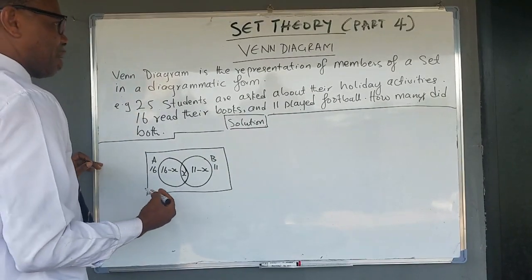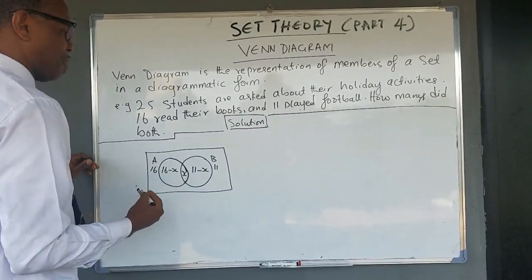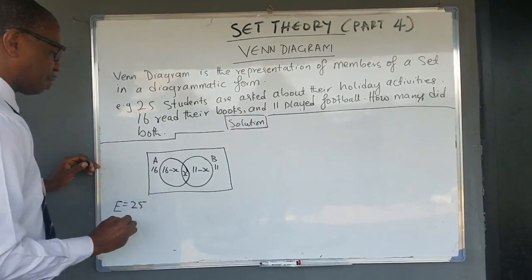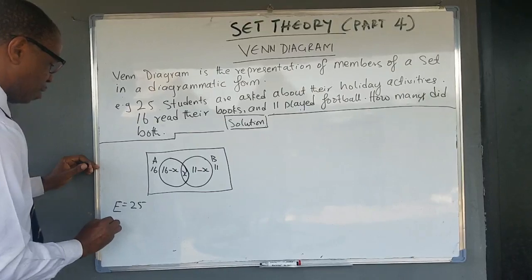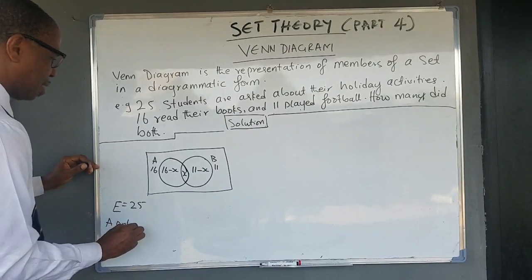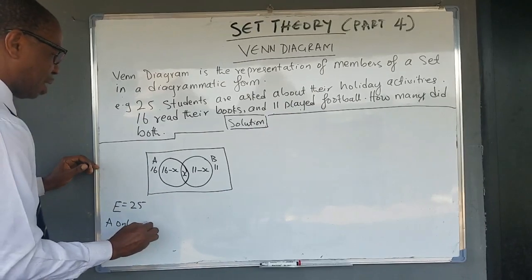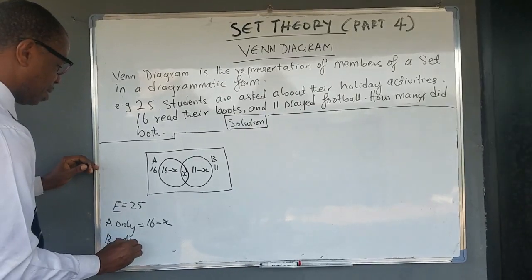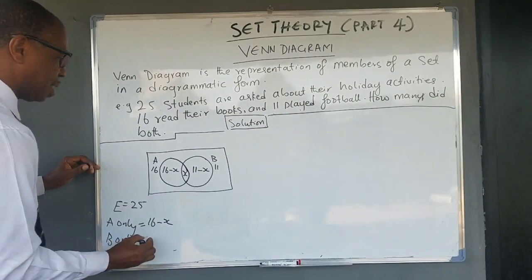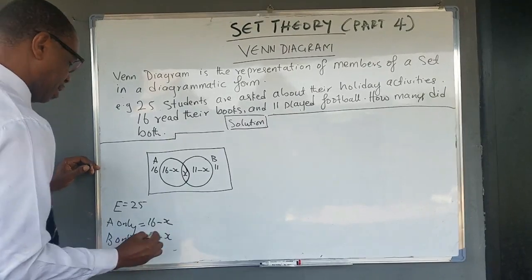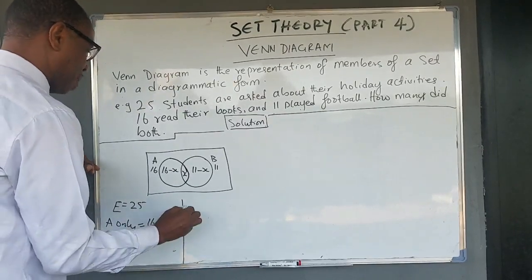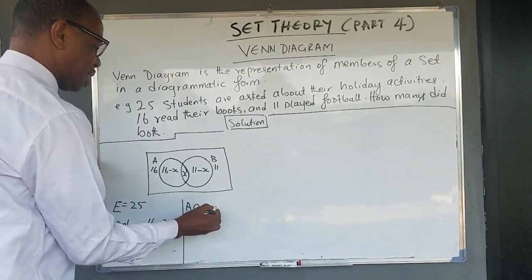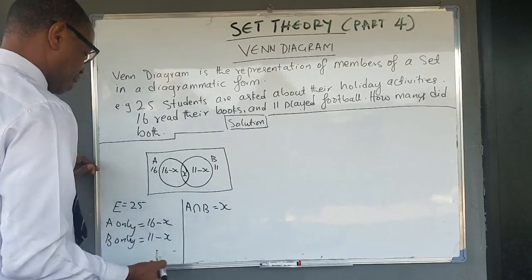Remember that the number of people in that set is 25. So actually, my E is equal to 25. And remember that A only, people that only read their book, they are actually 16 minus X. Then B only, people that only played football, they are 11 minus X. Then also, very important information, A intersection B, which is what I've done here, is actually X. That's those that did both of them.